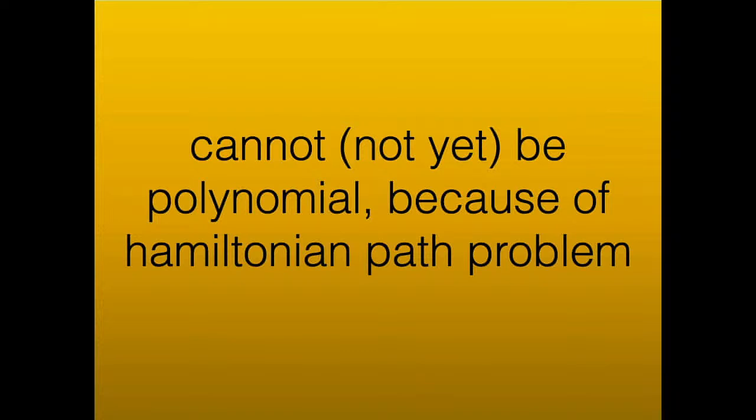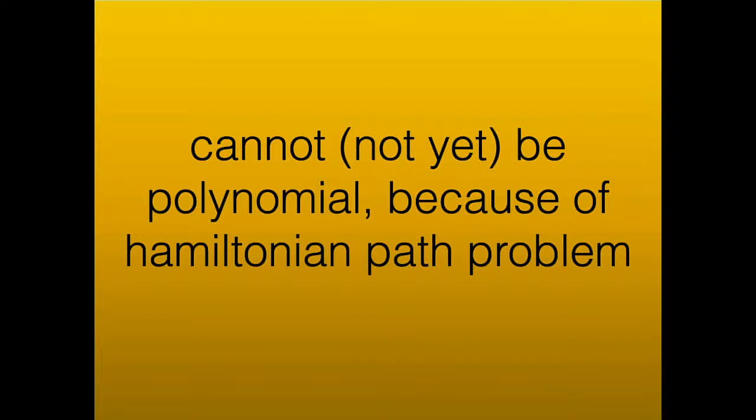So if you can solve this problem, then you can know whether the answer is 1 or not. And if it's 1, then that means there's a Hamiltonian path, right? So this problem is actually harder than the Hamiltonian path problem, because using this problem, you can figure out whether there's a Hamiltonian path or not. And Hamiltonian path is a hard problem.